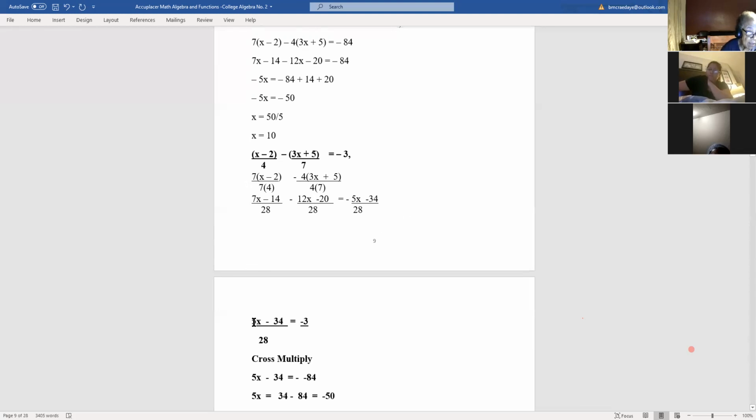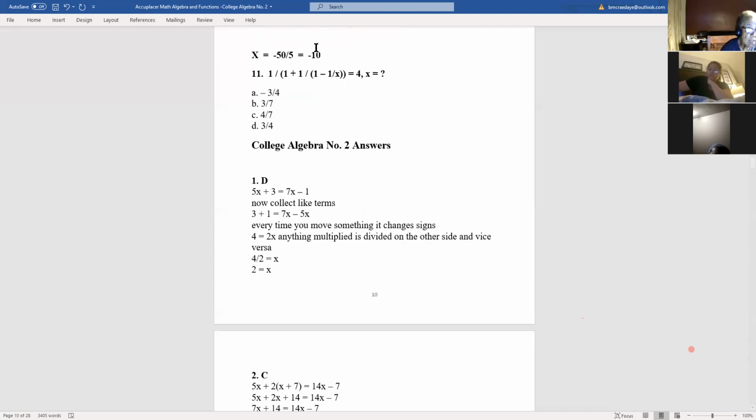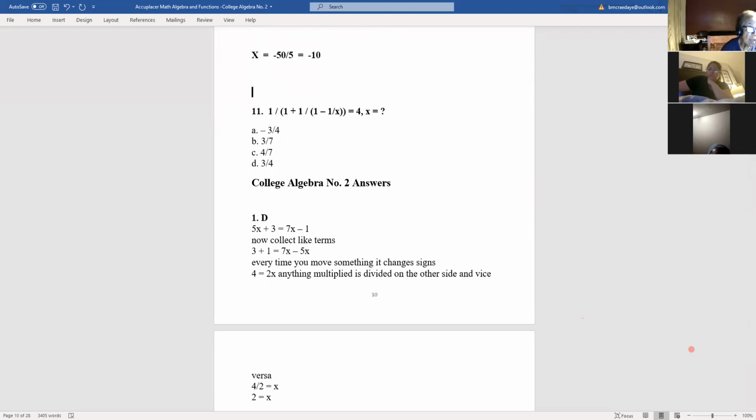Minus 5x. Okay. So a minus 5x would be equal to a minus 50. So x would be a plus 50. Minus over minus equals plus. So x would be equal to minus 50 over minus 5, and that's equal to 10. No minus. Okay.